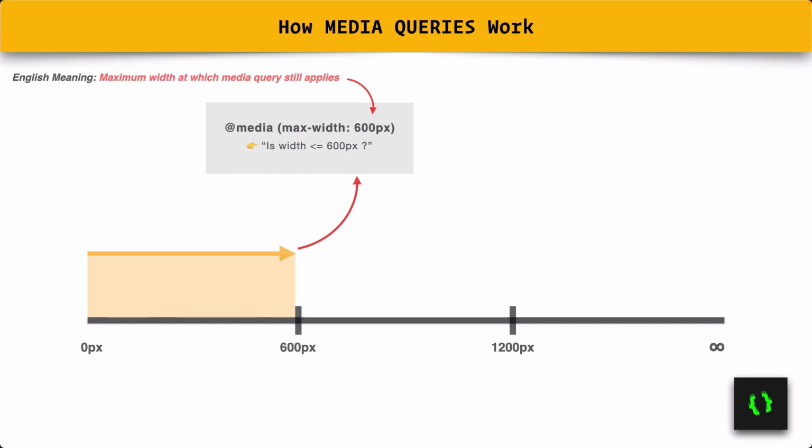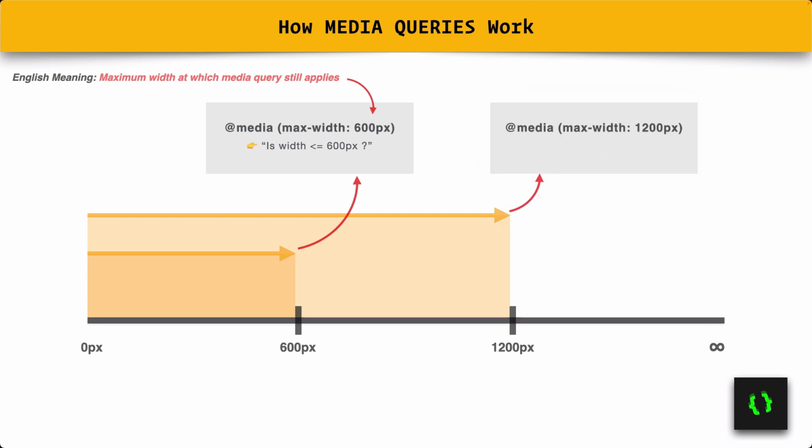Now let's try another one, because of course we can create more than just one media query. So for example, if we wanted to cover the space from 0 to 1200 pixels, we would write a media query like this. So now we have max width 1200 pixels, and so this media query basically asks the question, is the width less or equal than 1200 pixels? And so if it is, then of course this code that is in this media query will be applied.